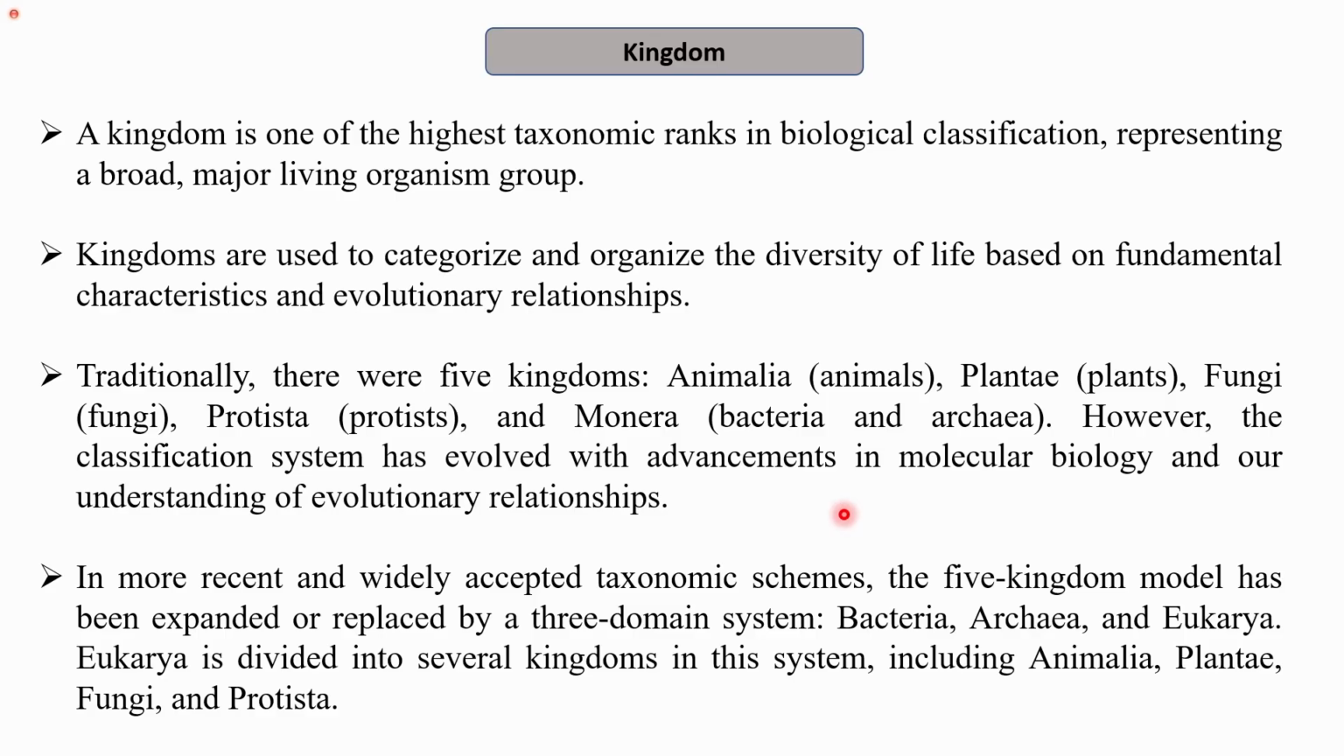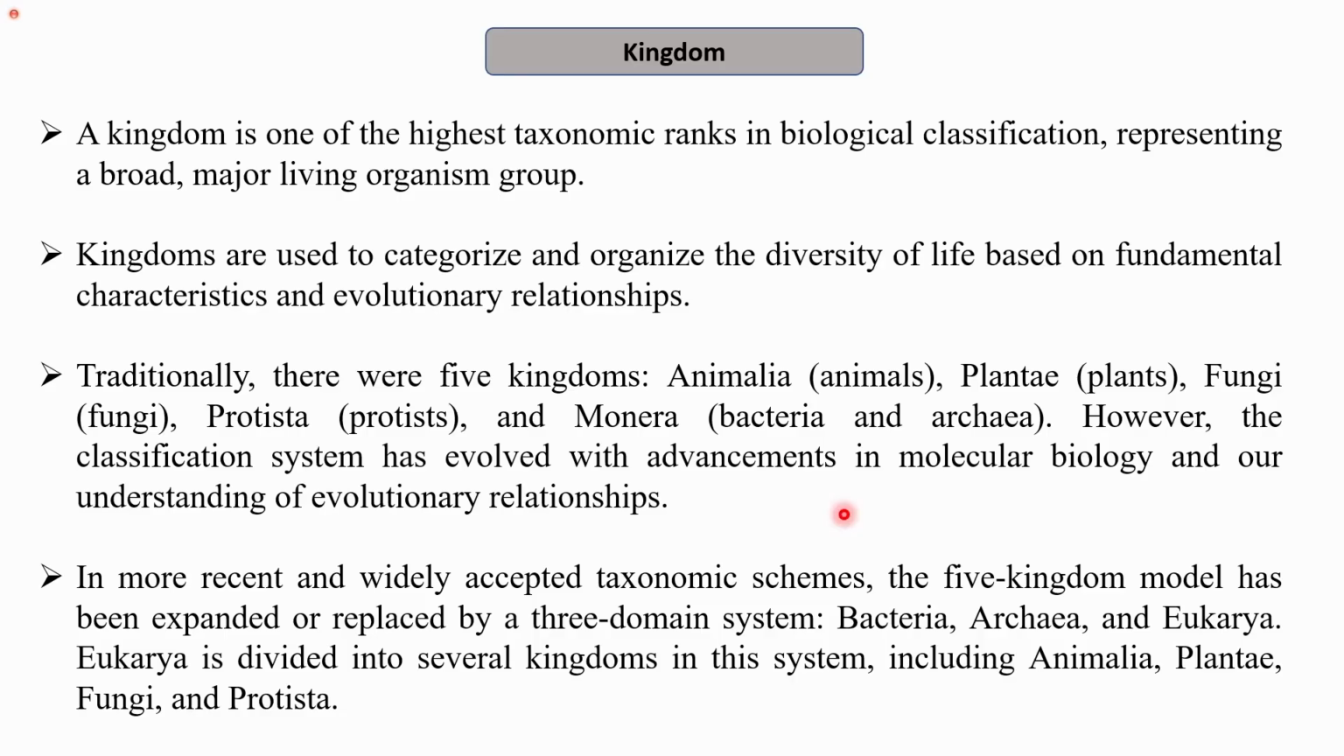Traditionally, there was a five kingdom classification that was used. We will learn about the five kingdom classification system in detail in the next lecture of the series, where we learn about the diversity of the living world. But traditionally, the five kingdom classification system included Animalia, that includes animals, Plantae, that includes plants, Fungi, Protista, and Monera, that includes bacteria and archaebacteria.